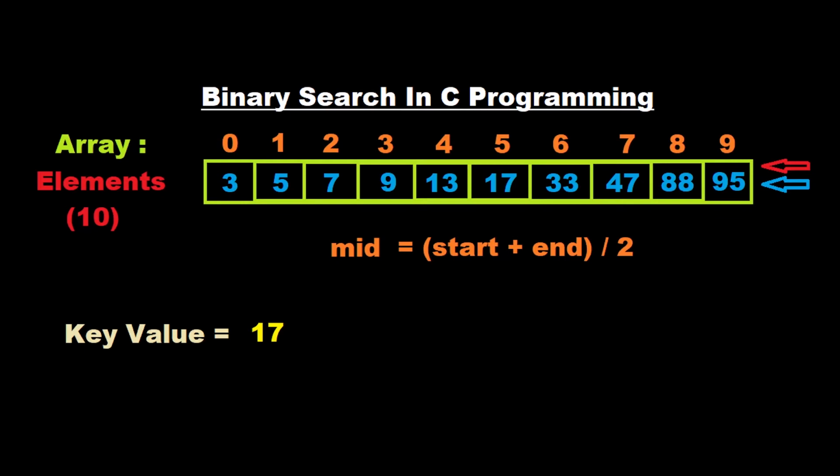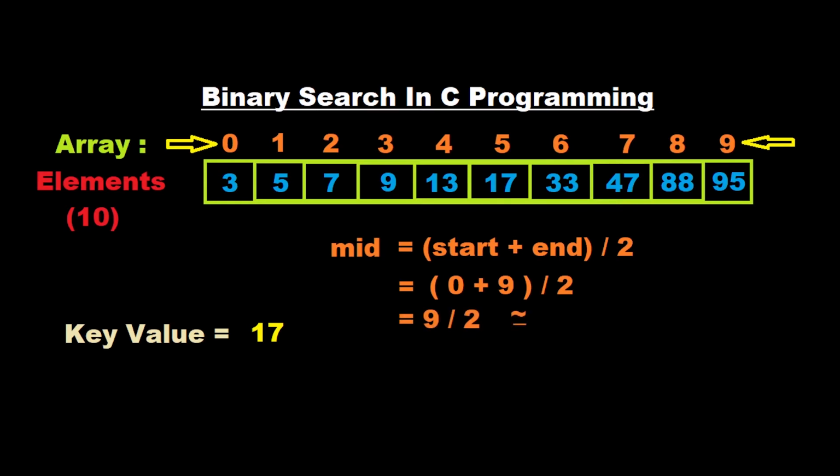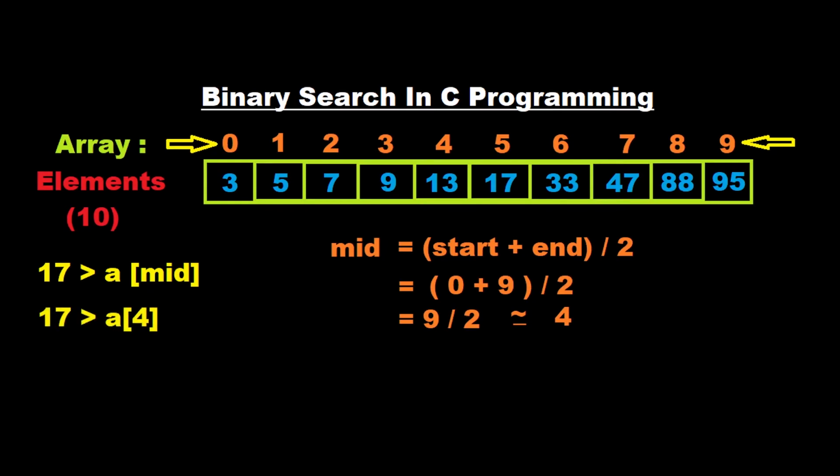So as you can see in the diagram, the start value is 0 and the end value is 9. So the mid value formula will be 0 plus 9 divided by 2, and it will be 9 by 2, which can be approximately termed as 4. So now we can say that 17, or the key value, is greater than a of mid. That means 17 is greater than a of 4. And in the array we can see that 17 is greater than the a of 4 element, which is 13.